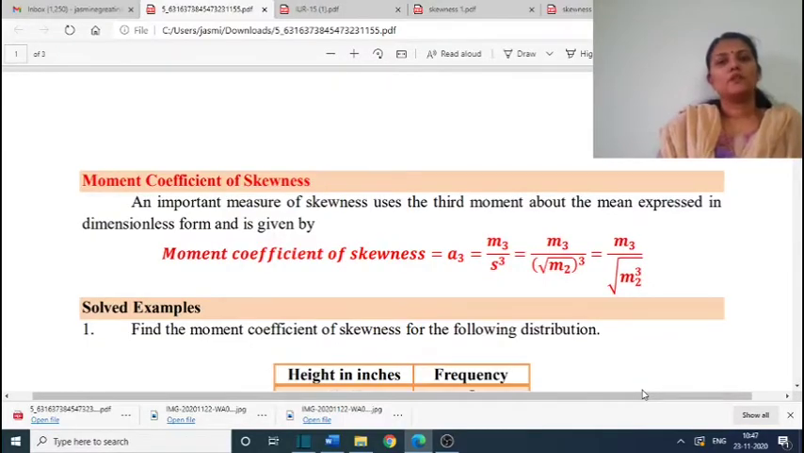Moment coefficient of skewness. An important measure of skewness uses the third moment about the mean expressed in the dimensionless form and is given by the moment coefficient of skewness A3 is equal to M3 by S cube, which is equal to M3 by, we know that the standard deviation is square root of M2, the whole cube. So which is equal to M3 by square root of M2 cube.